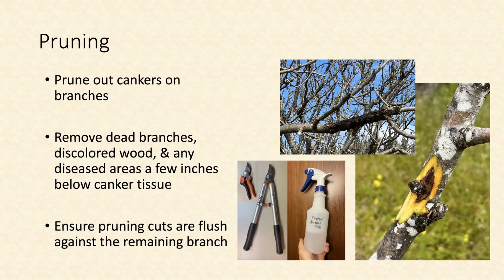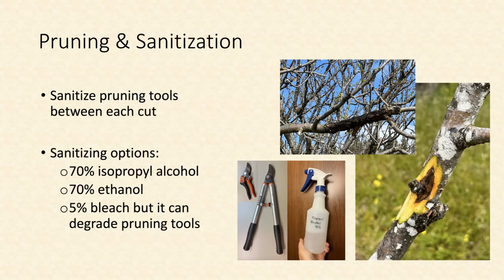So you're going to remove dead branches, discolored wood, and any diseased areas a few inches below the canker tissue, and ensure your pruning cuts are flush against that remaining branch so you don't have a little bit sticking out anymore. You want it to be flush.